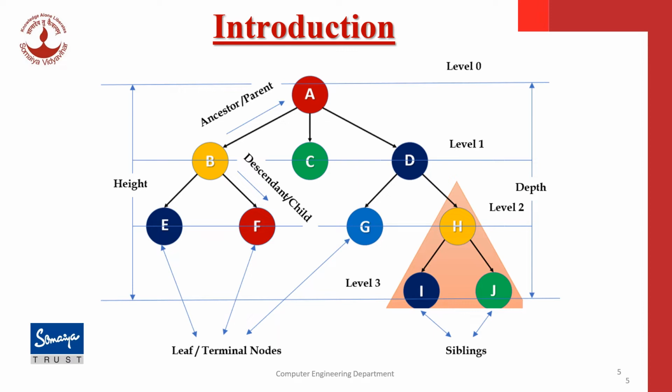Now, each tree has levels. When we start, the root is at level 0, B, C, D are at the next level 1, E, F, G, H are at level 2, and level 3 represents I and J. It is also called depth.